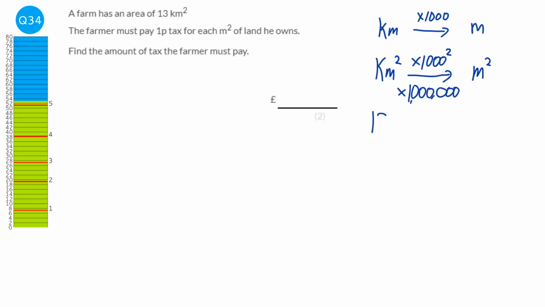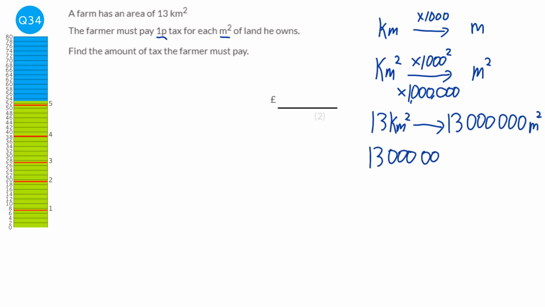So 13 kilometers squared is going to be the 13, and then it's going to be times by 1,000,000. So 1, 2, 3, 1, 2, 3. So it's going to be 13 million. Now, it says here the farmer must pay 1 pence tax for every metre squared. So this is going to be 13 million metres squared. And so that's going to cost him or her 13 million pence. But the answer is going to be in pounds. So we just need to get rid of 2 of the zeros at the end. So it's going to be 13, 1, 2, 3, 4. So it's going to be £130,000.